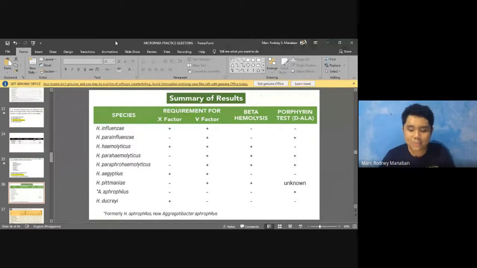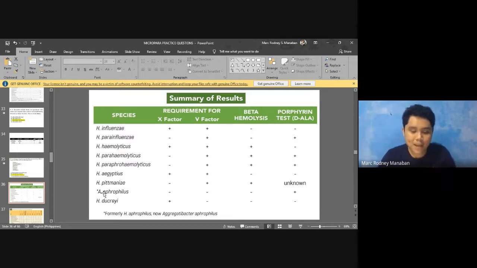Alright? Now, for beta hemolysis, take note, the positive ones have hemolyticus in their names: haemolyticus, parahaemolyticus, paraphrohaemolyticus. Alright? And for the porphyrin test, the positive ones are those that need V factor, all with para in their species name. Your porphyrin test detects the ability of the organism to produce its own X factor. So, these para species can produce their own X factor. That's why they are positive in the porphyrin test. Okay? So, take note of that.